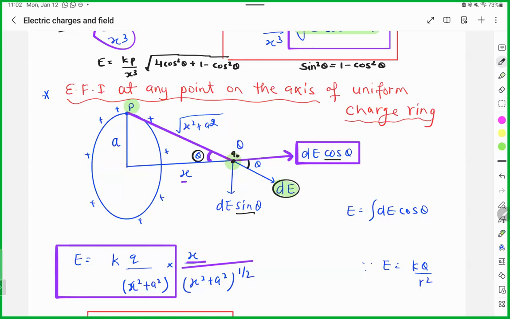What will happen? If you take another point from here, this will be dE. There will be two components, dE sin theta up and dE cos theta along the line, correct? So this sin theta will cancel out each other. The only factor that remains will be dE cos theta. Any doubt, guys?